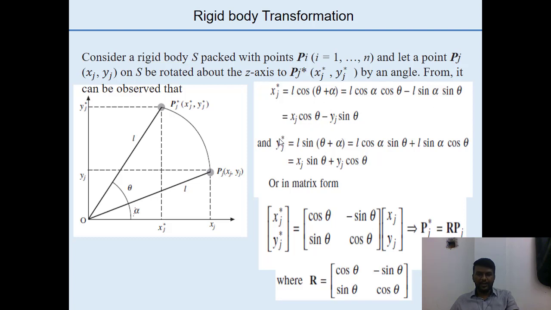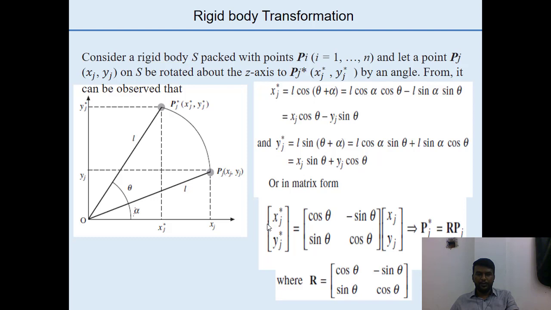Similarly, yj star can be written as L sin(theta plus alpha) and expanded as L cos alpha sin theta plus L sin alpha cos theta. Again, L cos alpha is xj and L sin alpha is yj. So it can be rewritten as xj sin theta plus yj cos theta.